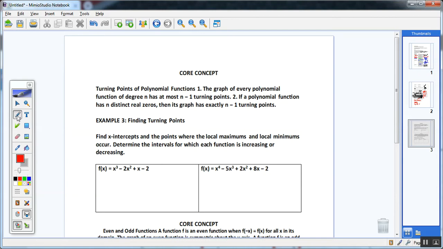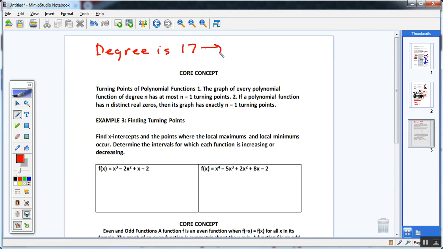As an example, let's say my degree is 17 here. So by number 1, it says the graph of every polynomial function of degree n has at most n minus 1 turning points, meaning 1 less than the degree. So what's the most number of turning points this graph could have? What's 1 less than 17?